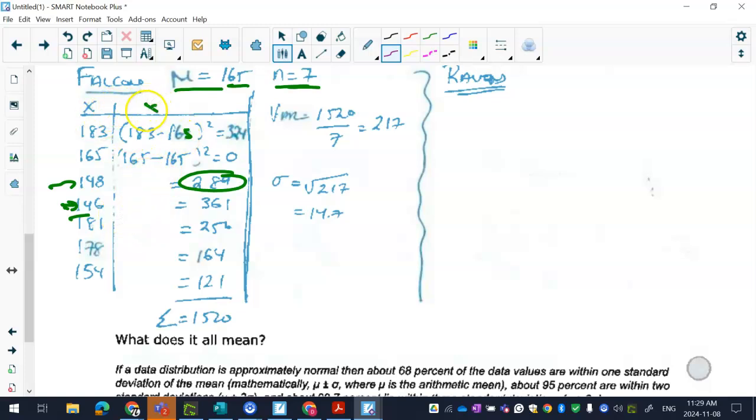What I'm gonna do here is go like this: x minus mu squared. Just put that there and give me these numbers. So 146 subtract 165 is 19. I square it, I get 361. Write it down. Write that down. Add them up. That's your sum, 1520. That's the total of the squares.